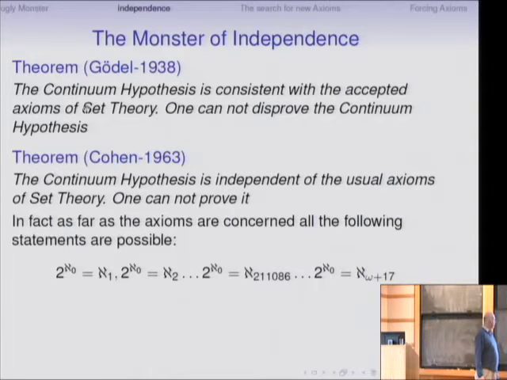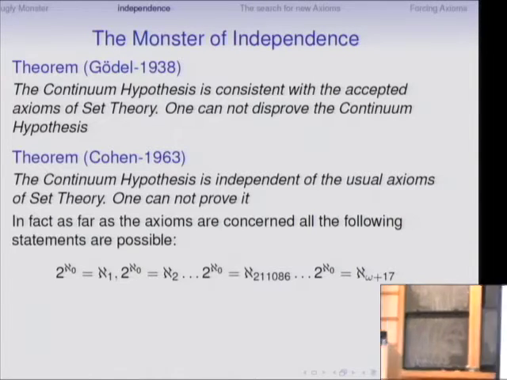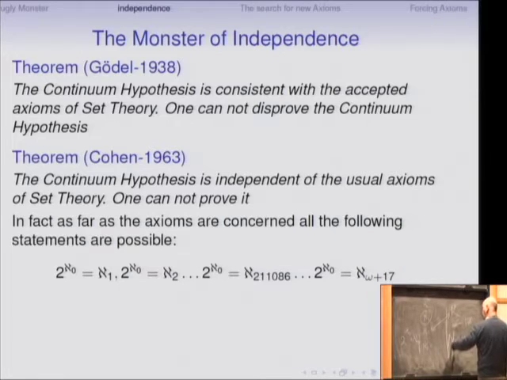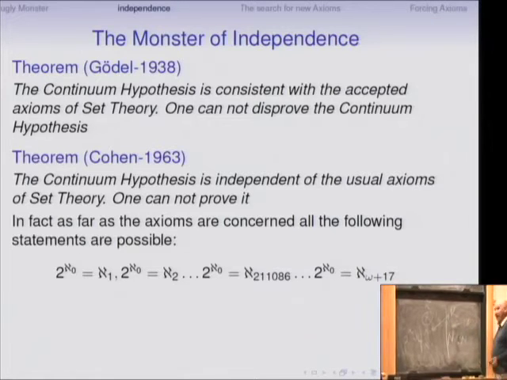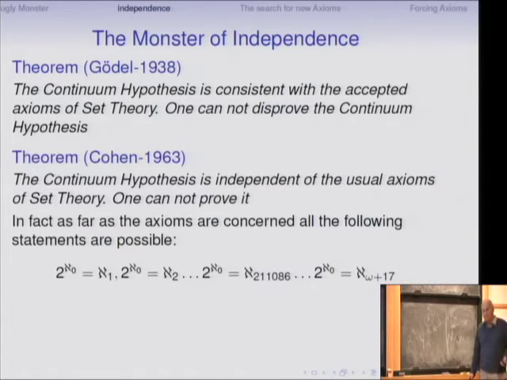Now, it's worse than that. The independence turned out to be such that, if you talk about the difference between the cardinality of the natural numbers and the cardinality of the reals, there is very little that the axioms really tell you. As far as the axioms of set theory are concerned, you've got many, many different possibilities, and all of them are consistent with the axioms.